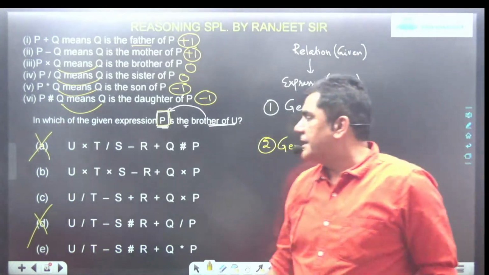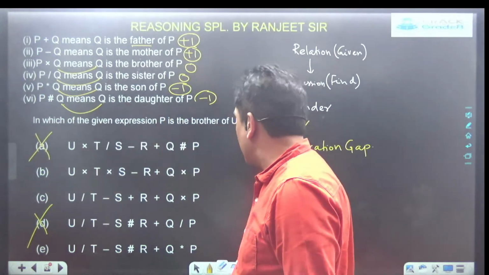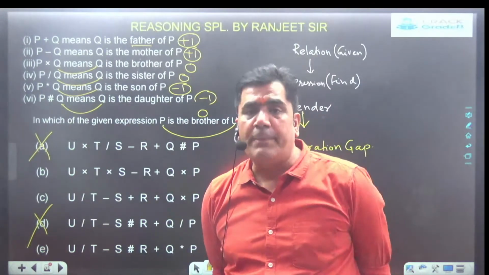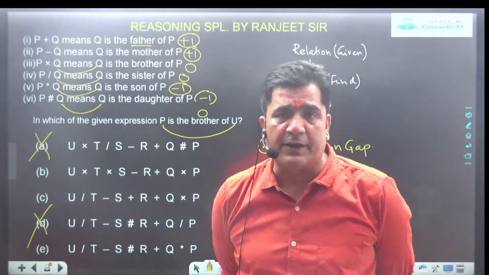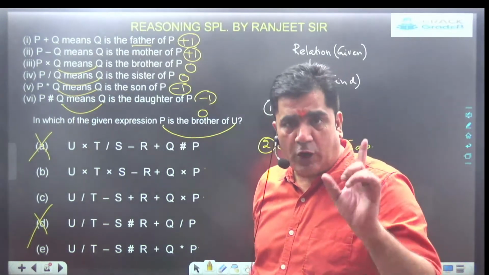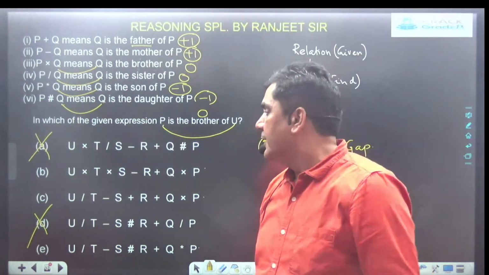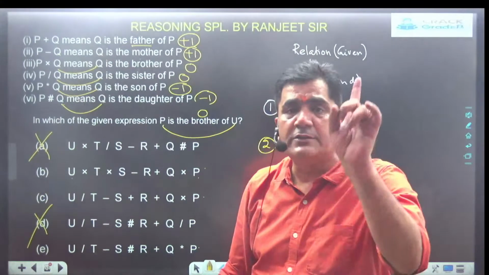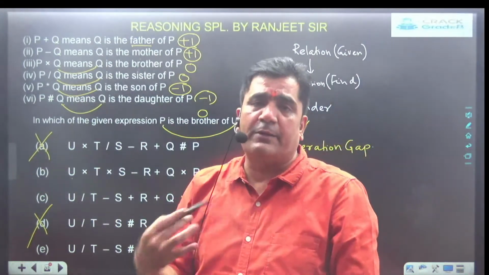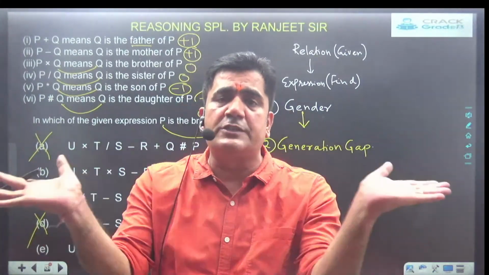Now, here they are saying, in which of the following expressions is P the brother of U. So brother means what? P and U must have a gap of 0 generation. Means out of B, C, E, my answer will be the option in which the gap between P and U comes out to be 0 generation. Brother means what? Me, my brother, my sister, my wife, my son-in-law, brother-in-law, all will be in the same generation. Means a gap of 0 generation.